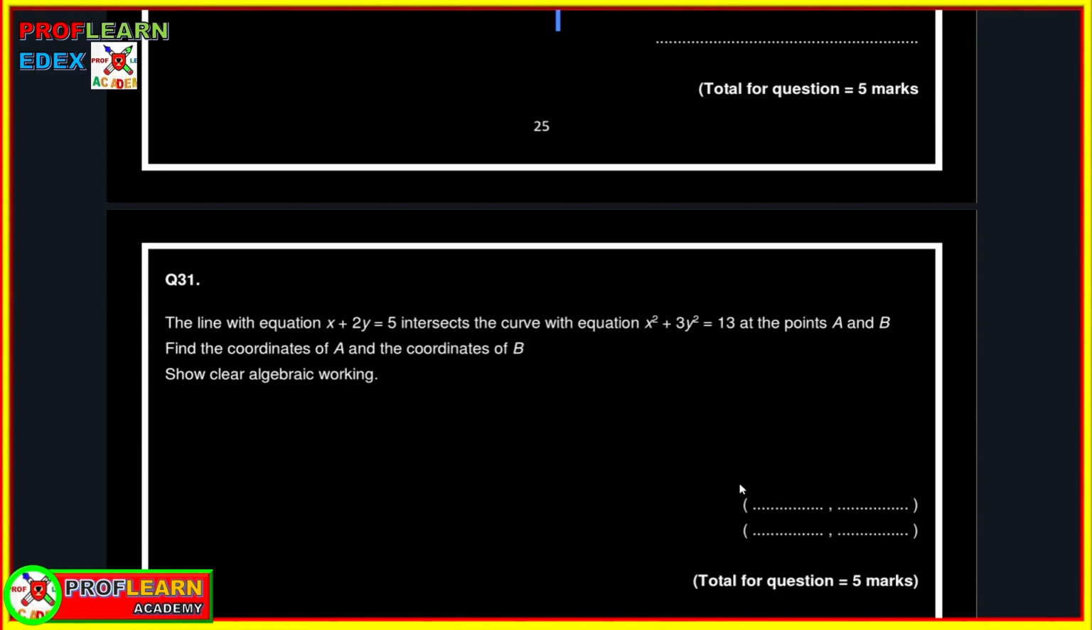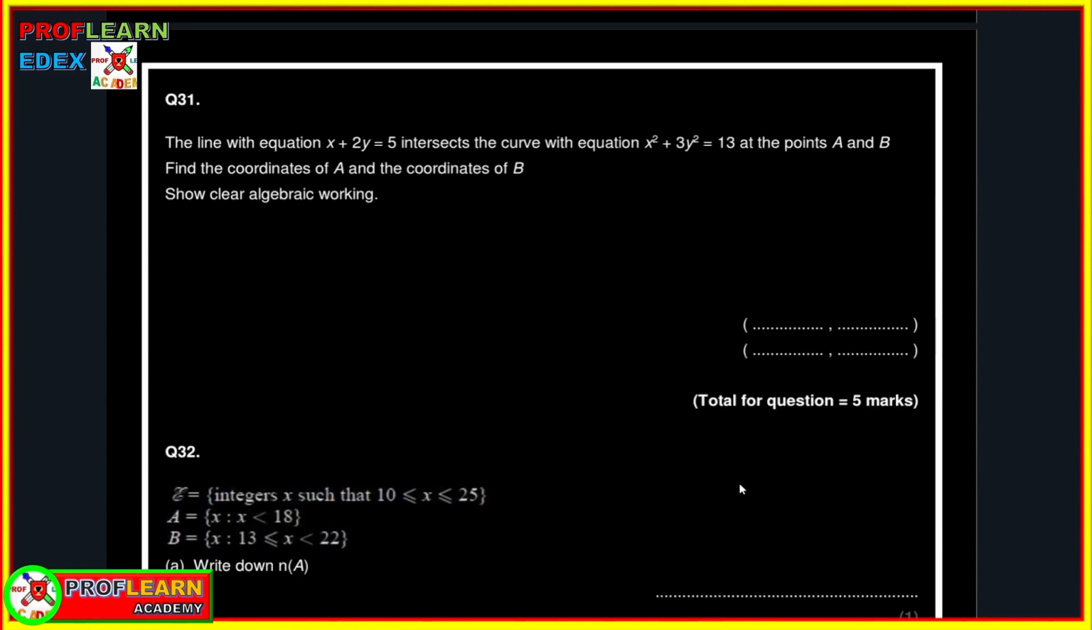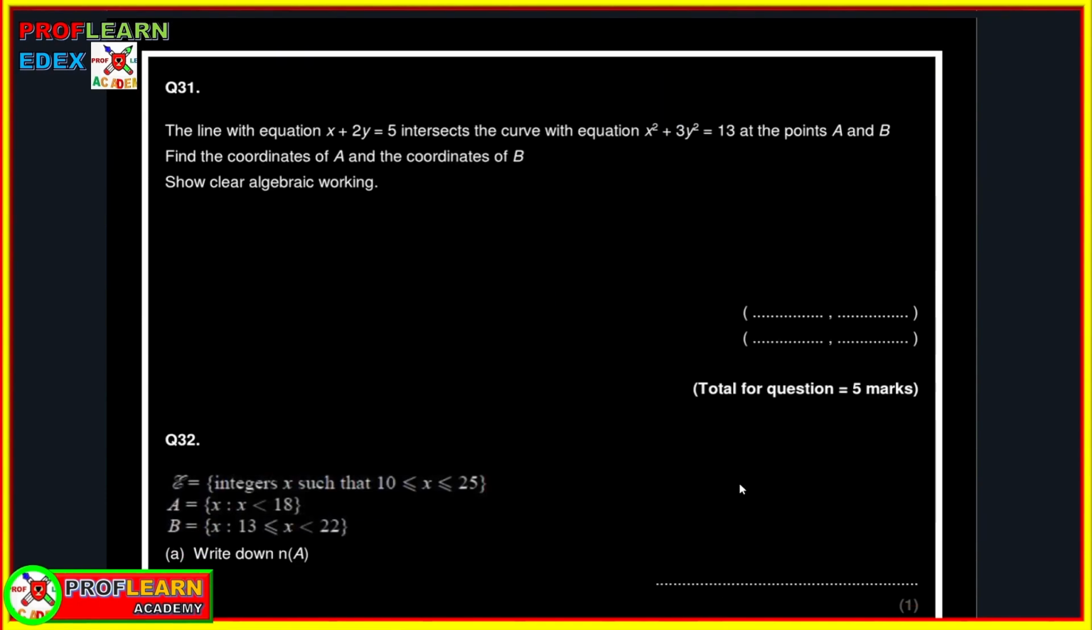And if you're given a question like number 31, whereby you are told that the line with the equation x plus 2y equals 5 intersects the curve with equation x squared plus 3y squared equals 13 at the points A and B, find the coordinates of A and B. So meaning these are actually simultaneous equations involving a linear and a quadratic equation. So that one you're going to equate them here.